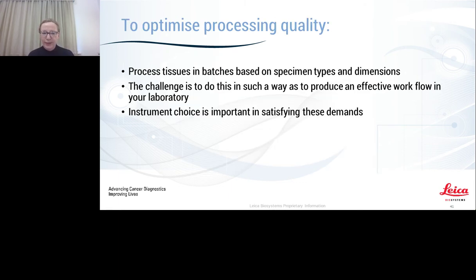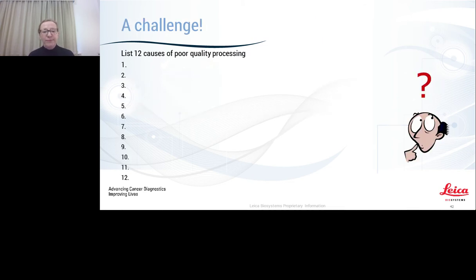So to optimize processing quality, you could process tissues in batches based on specimen types and dimensions. The challenge is always to do that with the number of instruments you have to process tissues, as well as maintaining an effective workflow. So think about what instrument choice you're having to make to satisfy demands. Think about the workflow of your laboratory and whether you can actually optimize the workflow to fit in with the needs of your specimens to optimize the tissue processing quality. So, another challenge: think of listing 12 different causes of poor quality processing. Probably you could think again of a lot more.